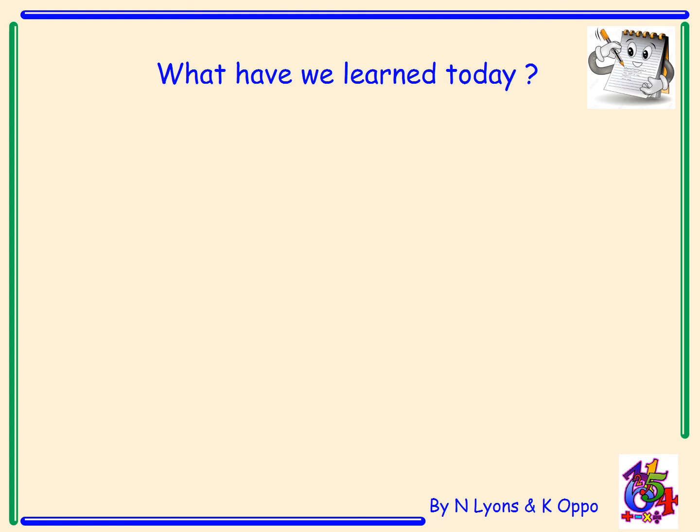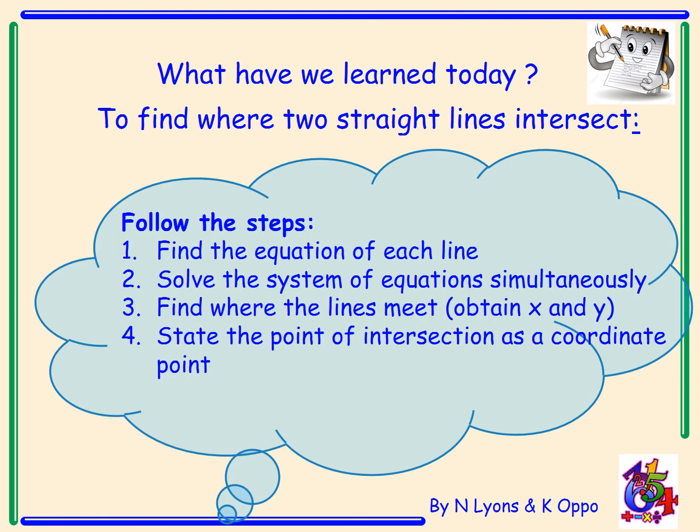What have we learned today? To find where 2 straight lines intersect, we follow the steps. Find the equation of each line. Solve the system of equations simultaneously. Find where the lines meet, obtain an x and a y coordinate, and finally ensure you state the point of intersection as a coordinate point. If you do not do this, you may lose a mark in the exam.